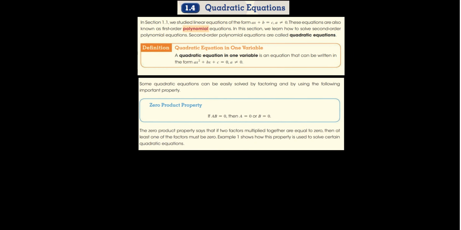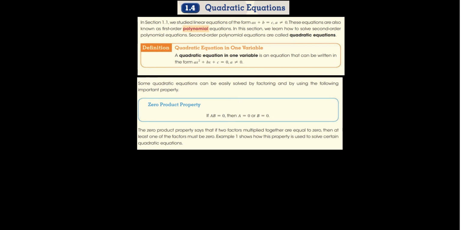Okay. So some quadratic equations can be easily solved by factoring and by using the following important property. The zero product property, or the zero product principle.